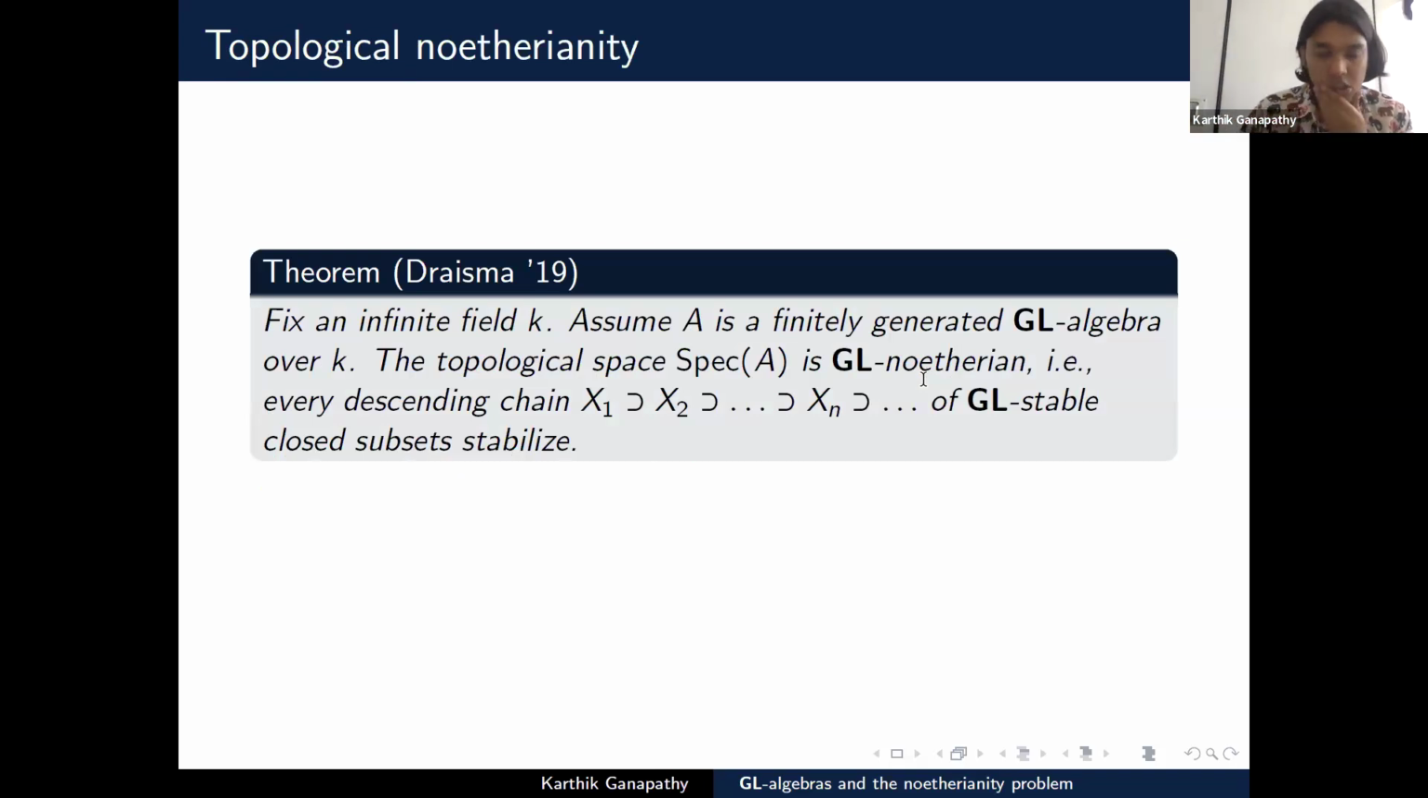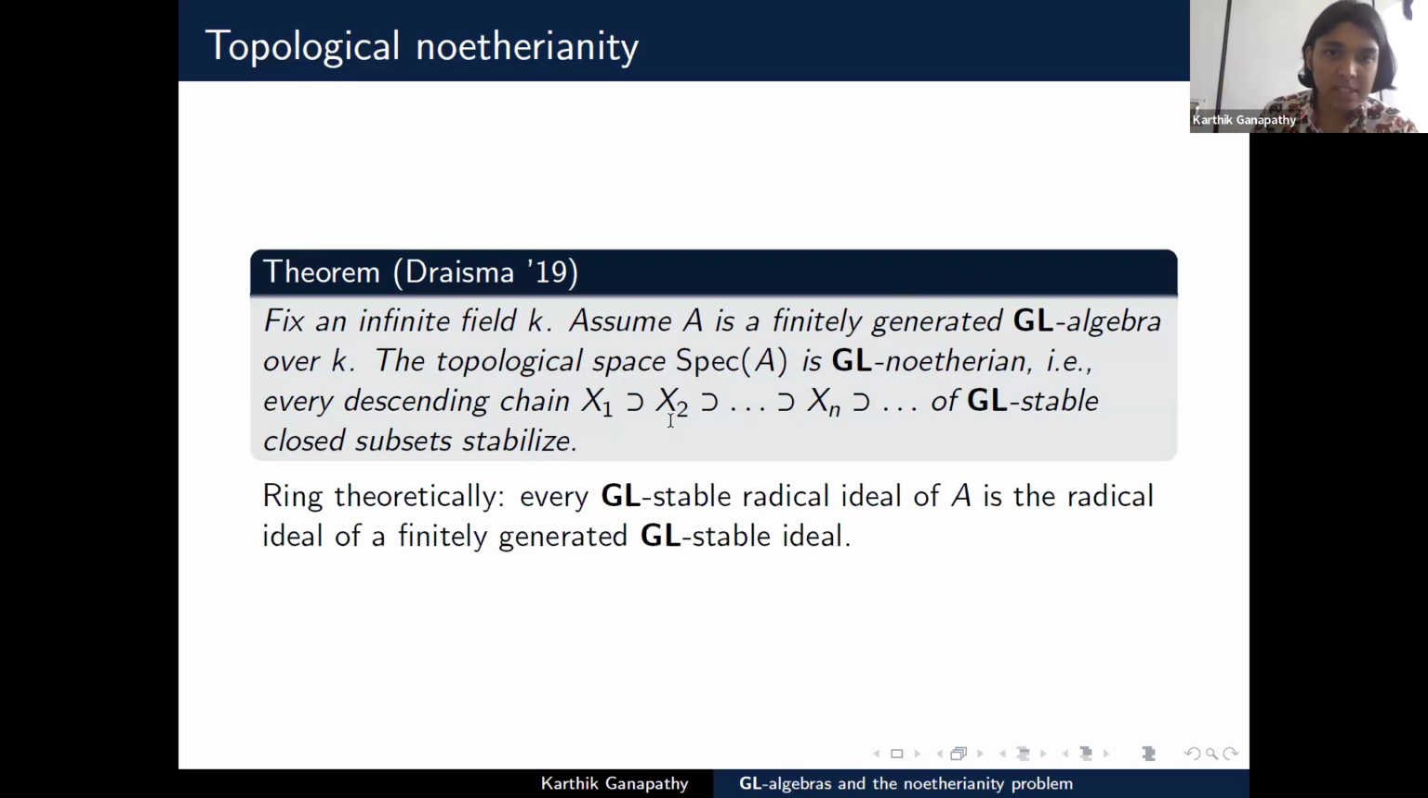Now, Snowden asked this question about Noetherianity of GL algebras. And even though we don't know the answer in general, Draisma proved a very important result, which is the following. If you fix an infinite field K and assume you have a finitely generated GL algebra A, he showed that the topological space Spec A is GL-noetherian. By that, if A has an action of the infinite general linear group, so does Spec A. And he showed that every descending chain X1 of GL stable closed subsets eventually stabilizes. So ring theoretically, what this means is that if you have a sequence of GL stable radical ideals, they stabilize, or equivalently, every GL stable radical ideal of A is the radical of a finitely generated GL stable ideal.